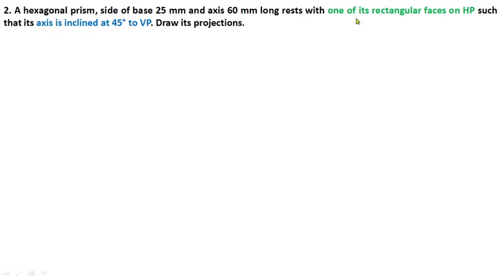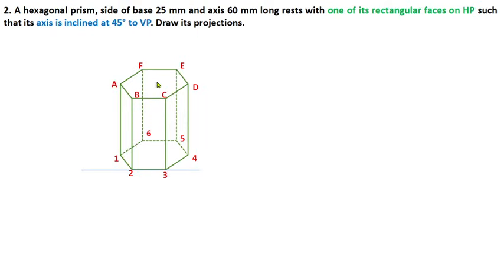Out of the rectangular faces, they said one of the rectangular faces must be lying on HP such that its axis is inclined at 45 degrees to VP. Draw its projections. In this, we may not simply use the hexagon plane surface alone to identify the simple position of the top view. So we have to use our simple position front or top view, and we have to use this condition, one of its rectangular faces on HP.